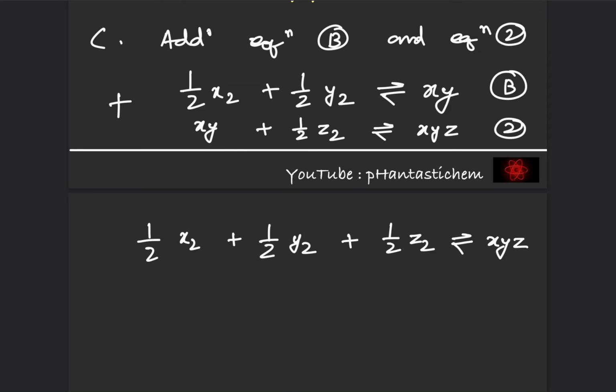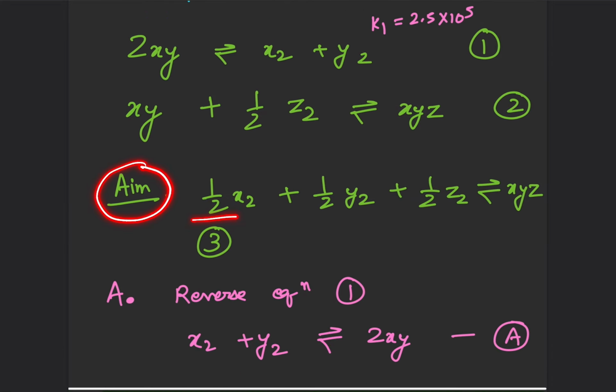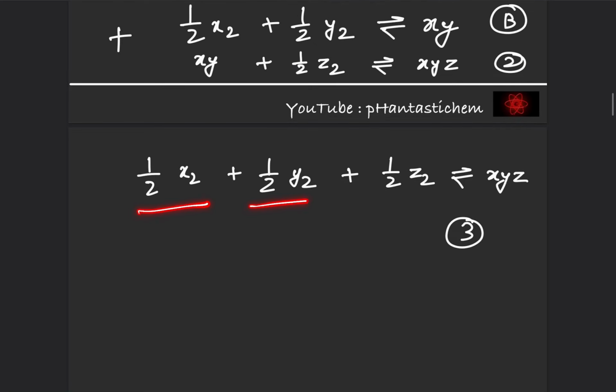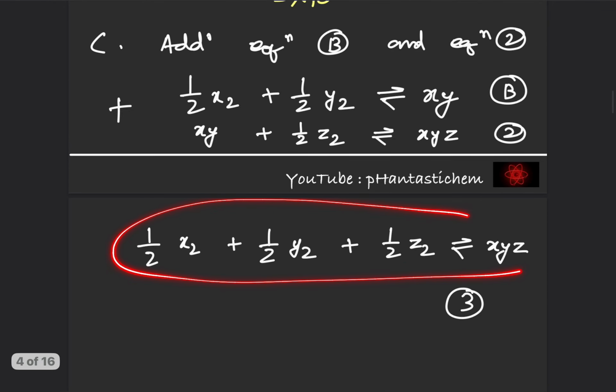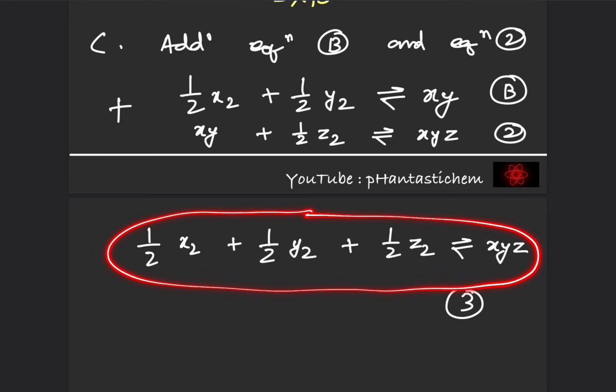And you can see this is nothing but equation 3, right? Equation 3 was our aim. We have written that our aim is half of x2 plus half of y2 plus half of z2 giving xyz. And we have exactly got that. So we can say that equation 3 can be written in two steps, that is equation B and equation 2. When we add them, we get the original equation.